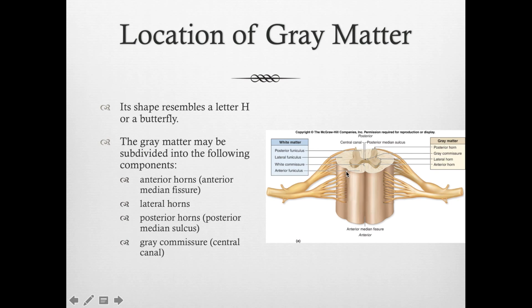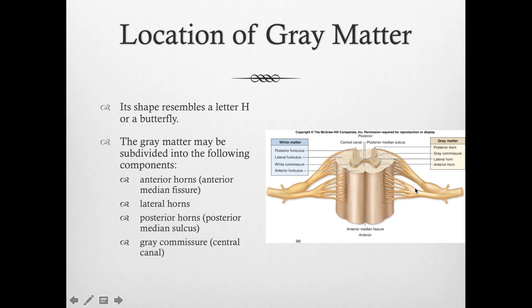And it's shaped like an H, forgive me, shaped like an H. It's shaped like a butterfly. It's another more common term. That's usually the way I refer to it, as a butterfly, because it is kind of shaped that way. Now, this gray matter itself is actually divided into the following components. So we see some areas that we actively identify.